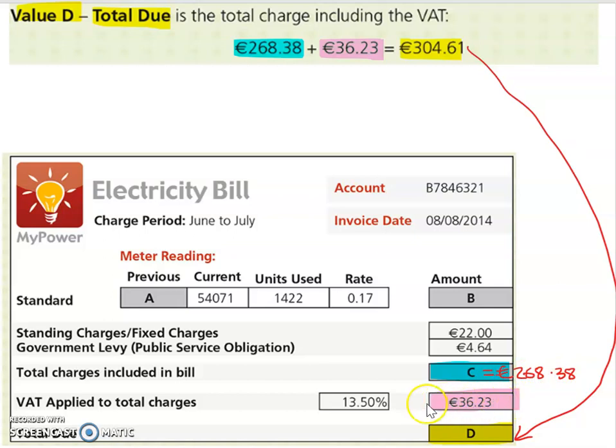Now they actually already give that to us, so we don't have to work that out. So in order to get D, we're going to add together 268.38, which is the total charges included in the bill before VAT, and we're going to add on the VAT, which is 36.23. When we add these two together, 268.38 plus €36.23, we get €304.61. So that gives us D, which is the total due.